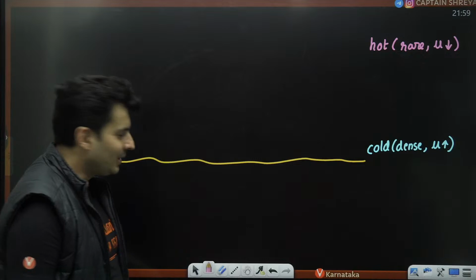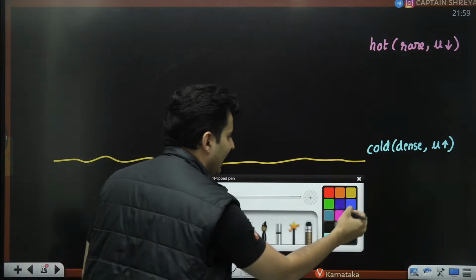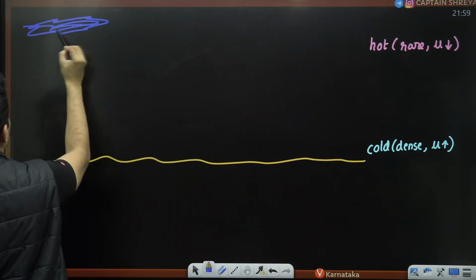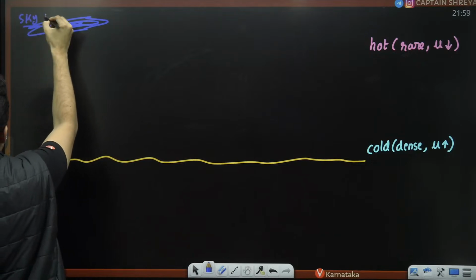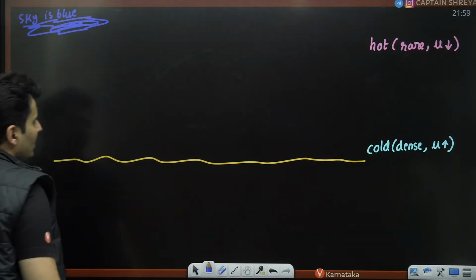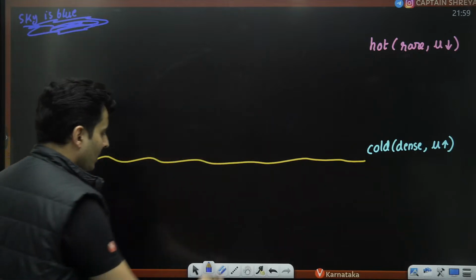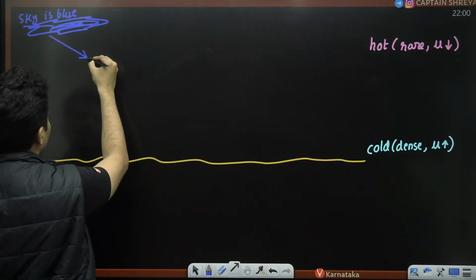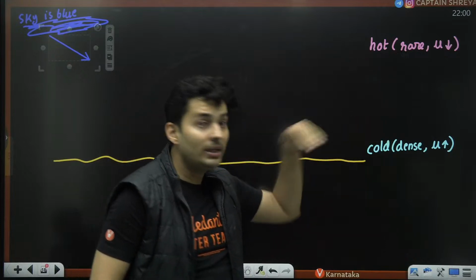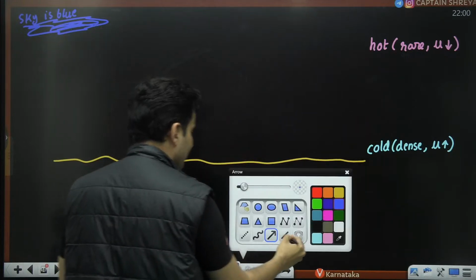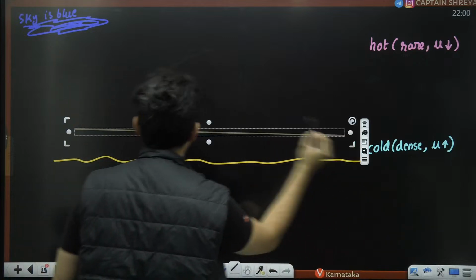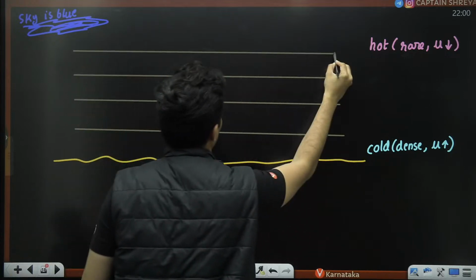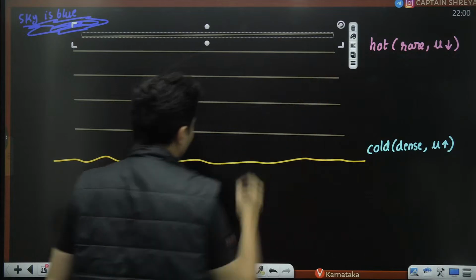See, observe carefully. Just imagine our sky is blue in color, correct? The rays from the sky, as they enter our Earth's atmosphere, are going from rare medium to dense medium. So think of some layers. This is cold. This is slightly less cold. This is slightly warm. This is even more warm, like that. Think of it like layers.